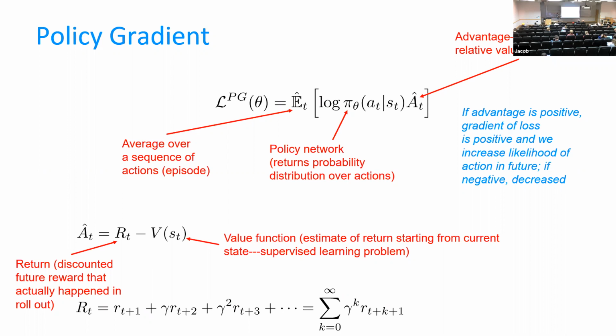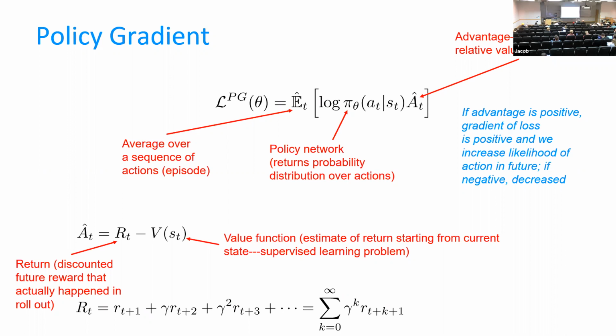Okay, who was able to explain R_t? Show of hands. How about A hat t, and then all the way up to the policy gradient loss? All right, let's start at the bottom as a review.